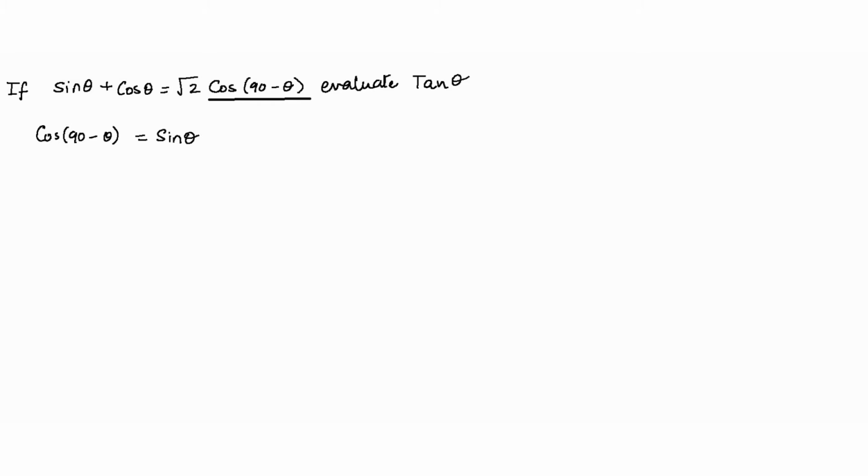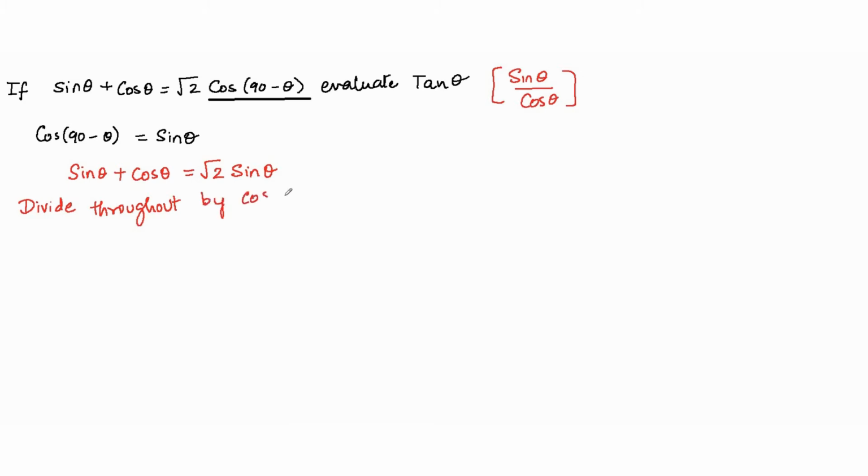And therefore, what I can write is sine theta plus cos theta is equal to root 2 times sine theta, right? And now I want to find the value of tan theta. So what I'm going to do is divide. I know that tan theta is basically sine theta upon cos theta, right? So I need the denominator to be cos. So I will divide throughout, which means all terms on the left hand side as well as the right hand side, by cos theta.